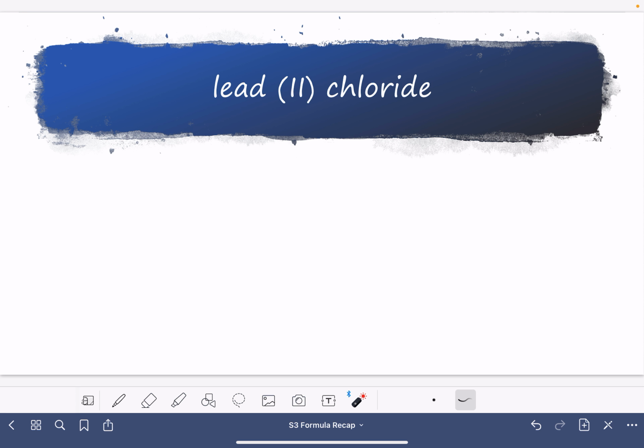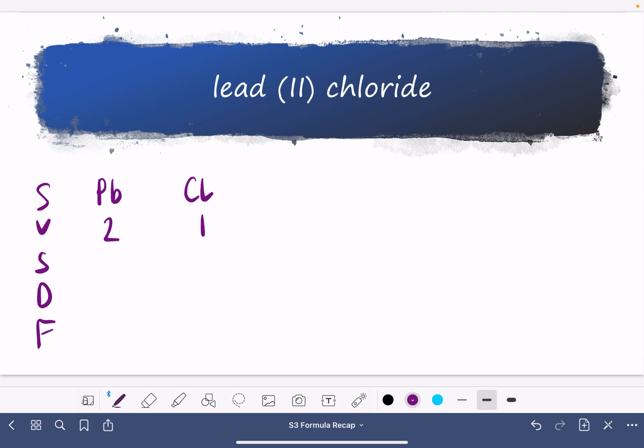Okay. This one, I think, is supposed to be ionic too, so we'll do this one ionically as well. This is lead 2 chloride. So we've got lead, SVSDF. Okay, so lead is Pb and chlorine is Cl. The valency of lead is 2, chlorine is 1. Swap them over, can't divide them any further, so it's going to be PbCl2.